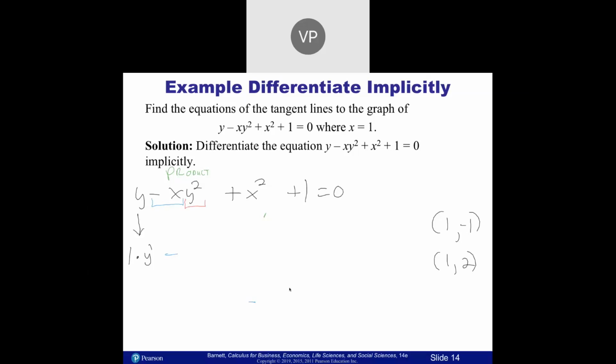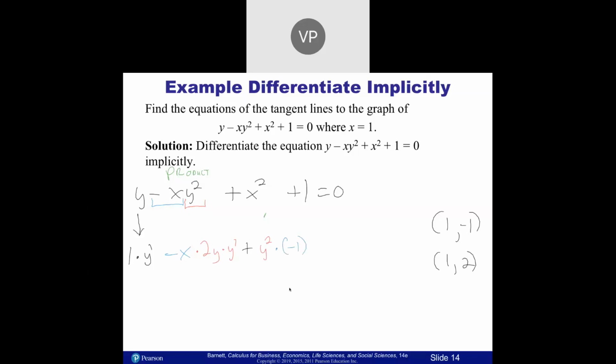You take the first times the derivative of the second. Well, the derivative of y squared is 2y, and then again, I just took the derivative of a y. That's why there's a y prime here. Then you add, we're still doing the product rule here, and you take the second, y squared, times the derivative of the first, which is just negative 1.